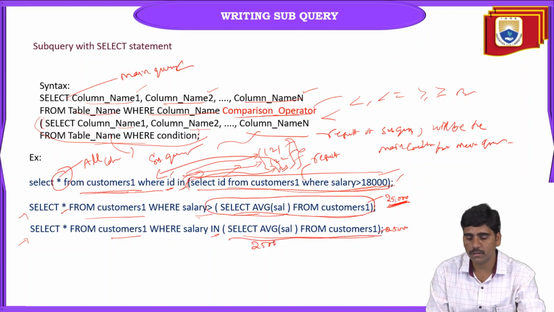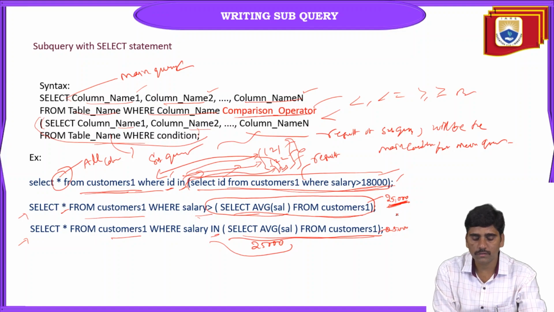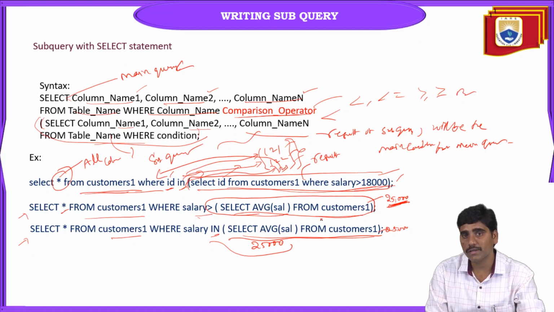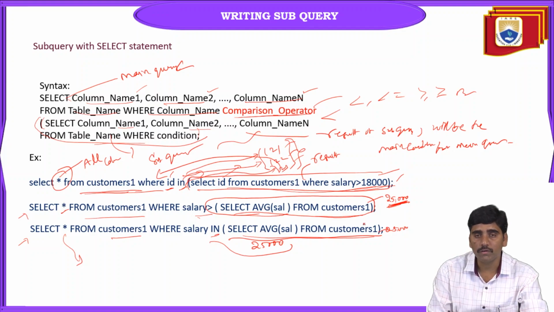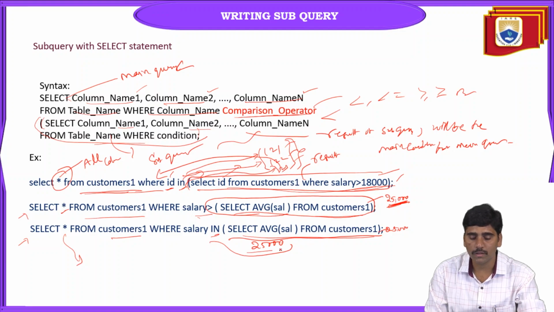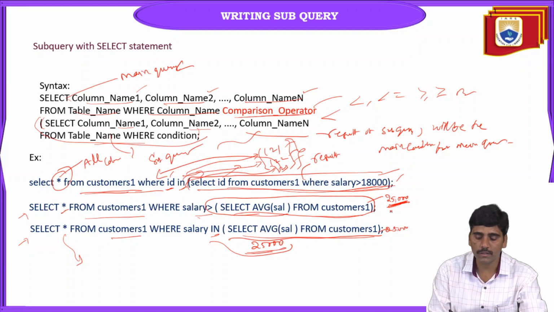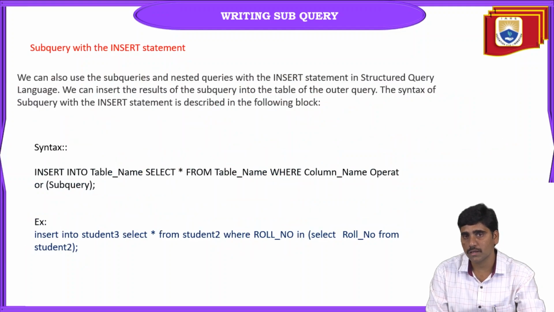And similarly, see here, select star from customer 1 where salary in, select average salary from customer 1. Here the average salary is 25,000, so the result is 25,000. Understand this query: select star from customer 1 where salary in 25,000. Where in 25,000 means whoever has a salary of 25,000, all the details of that employee will be displayed. So this is the way we can understand the subquery with the select statement.